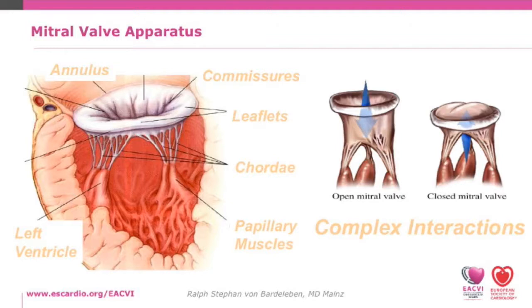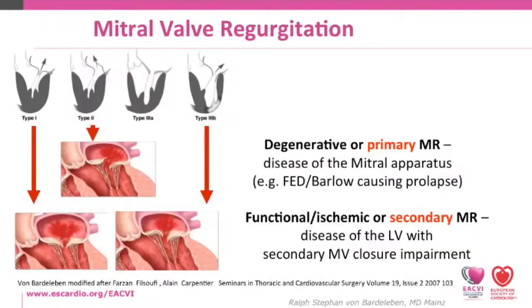It's not a vascular structure, it's a structure between two heart chambers, the left atrium and the left ventricle, and it's influenced not only by the valvular tissue itself with the annulus and leaflets, but also by the commissure, possible clefts, the chordal apparatus, the papillary muscle interaction with the left ventricle, and the size of the two chambers themselves.